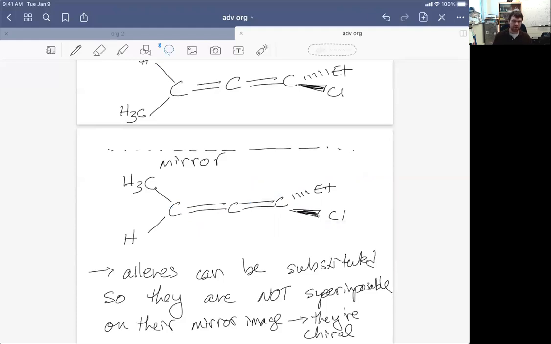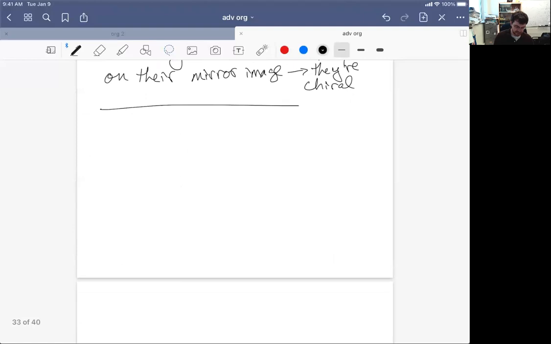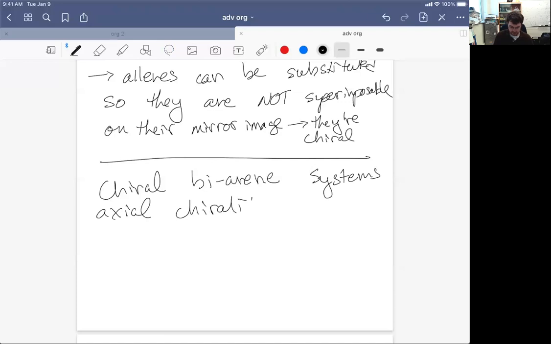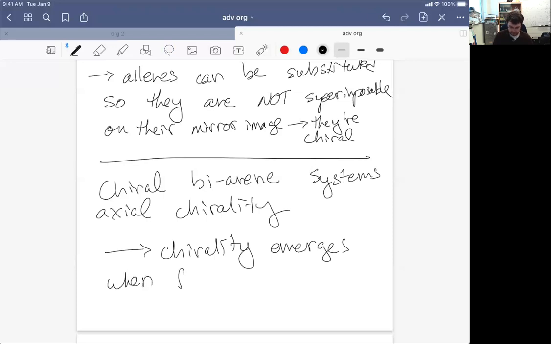Now, another example of seeing chirality, and it's becoming more common, is chirality for systems that do not have carbons with four different things attached. These would be chiral biaryl systems, and this is called axial chirality. Here, chirality emerges when free rotation is not possible.